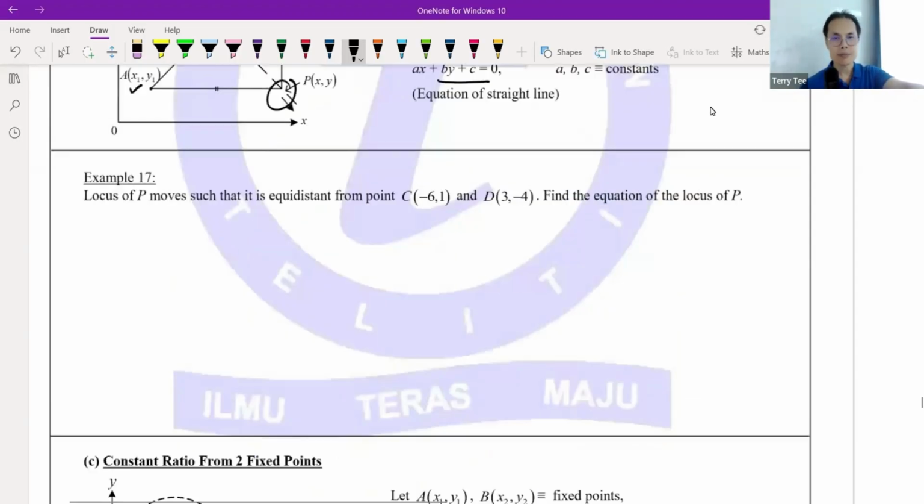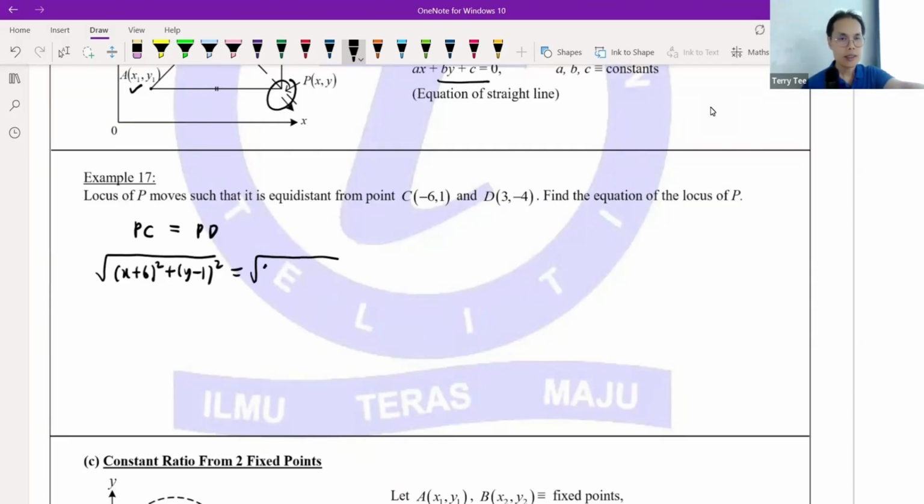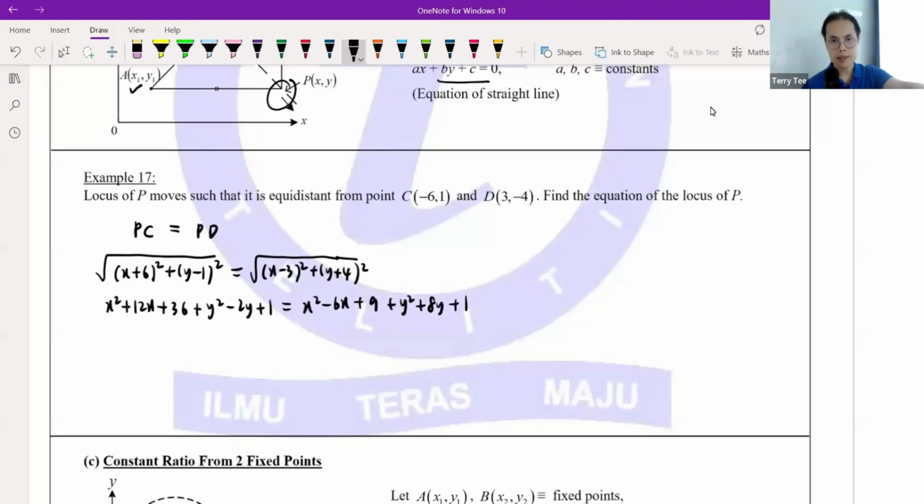Let me show you one example. Example 17. P is a moving point such that it's equidistant from C and D. So we say PC equals PD. Use the formula for distance: the square root of (x minus 6) squared plus (y minus 1) squared. Your PD will be the square root of (x minus 3) squared plus (y plus 4) squared. So let's square both sides: x squared plus 12x plus 36, y squared minus 2y plus 1, equals x squared minus 6x plus 9, and y squared plus 8y plus 16.